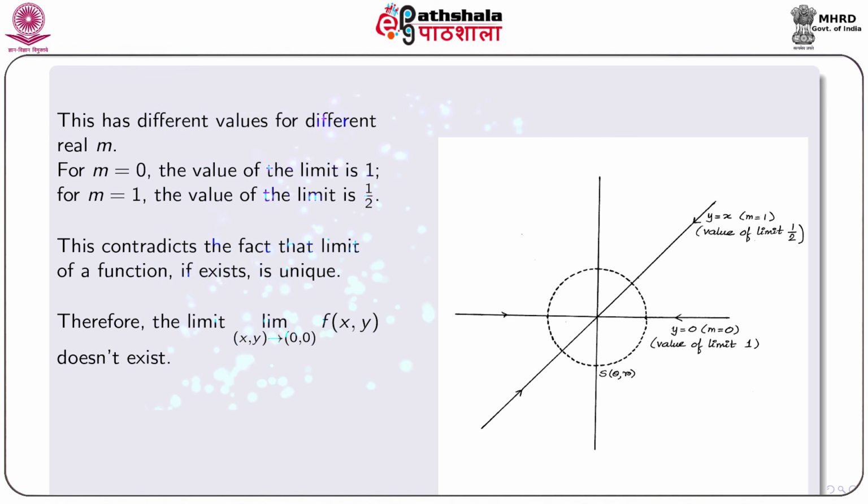For m equal to 0, the value of the limit is 0. That is, whenever we approach the origin along the x axis, we get this value. When we approach the origin along the line y equal to x, that is, we take m equal to 1, then we have the value of the limit as half. This contradicts the fact that the limit of a function, if it exists, is unique. So, we conclude that the limit of f(x,y) as (x,y) approaches the origin does not exist.